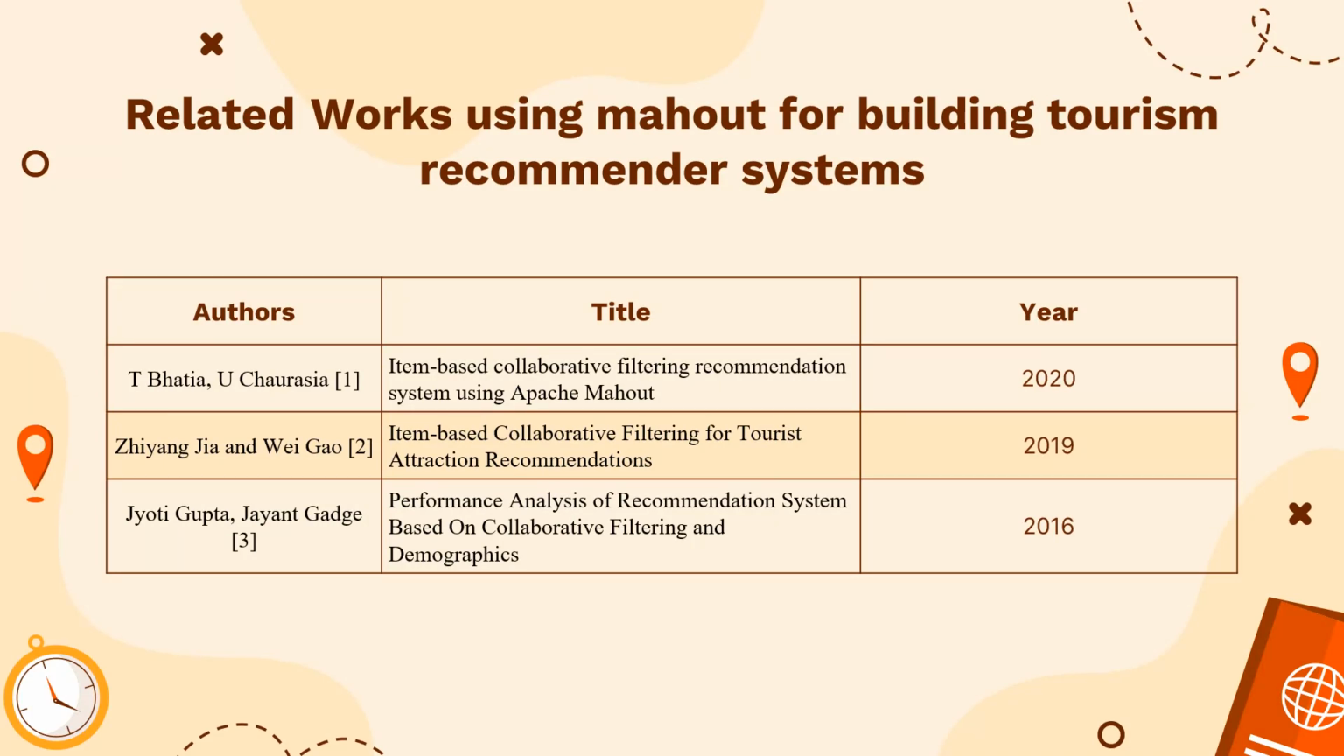Mahout is frequently used in research to create scalable tourism recommender systems. However, there is still space for progress in this domain. In the first paper, an item-based collaborative filtering algorithm is implemented on Hadoop using Apache Mahout to generate appropriate recommendations. Authors apply different similarity correlations and nearest neighbors to get a better performance of their recommendation system.